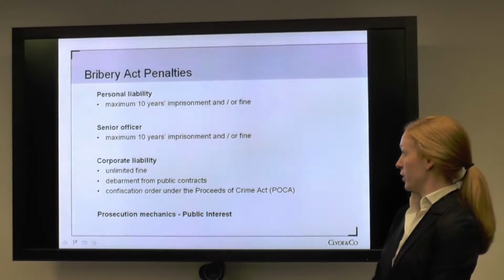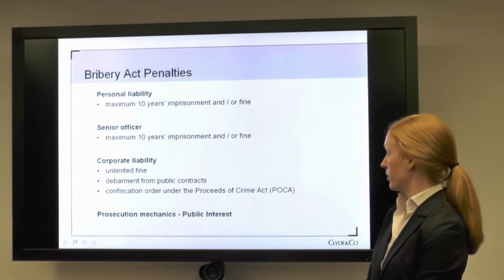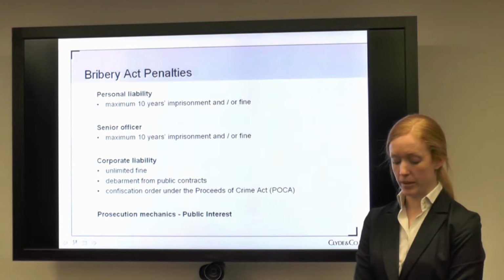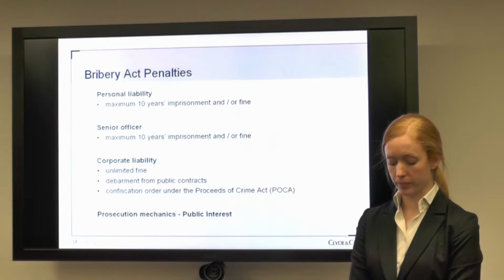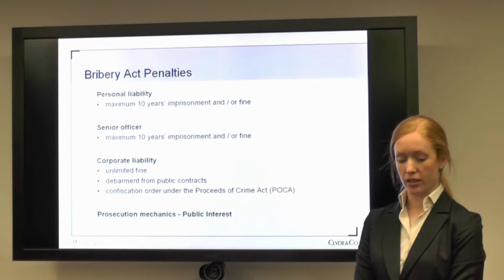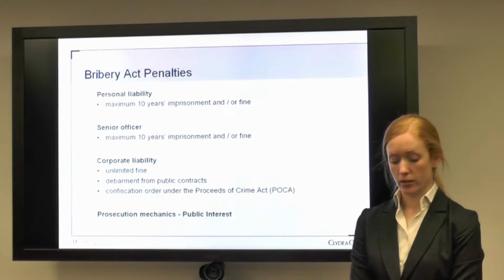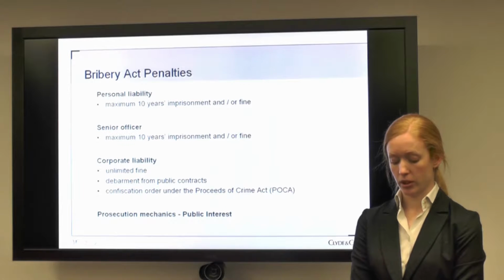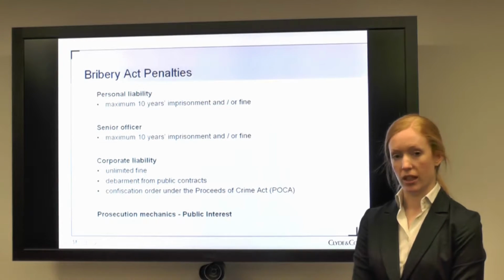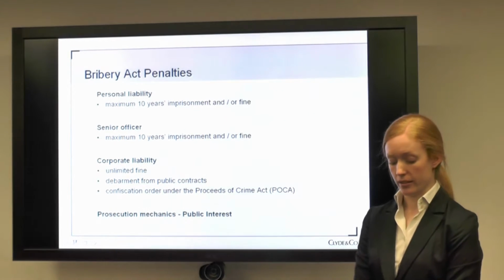I've set out here a summary of the penalties under the Act. The unlimited fine and the lengthy prison sentences show that they really mean business in cracking down on bribery. In terms of prosecutions under the Act, the director of the relevant authority, which will be either the Serious Fraud Office or the Director of Public Prosecutions, will be required to give permission before a prosecution can be initiated, and it has to be deemed to be in the public interest.